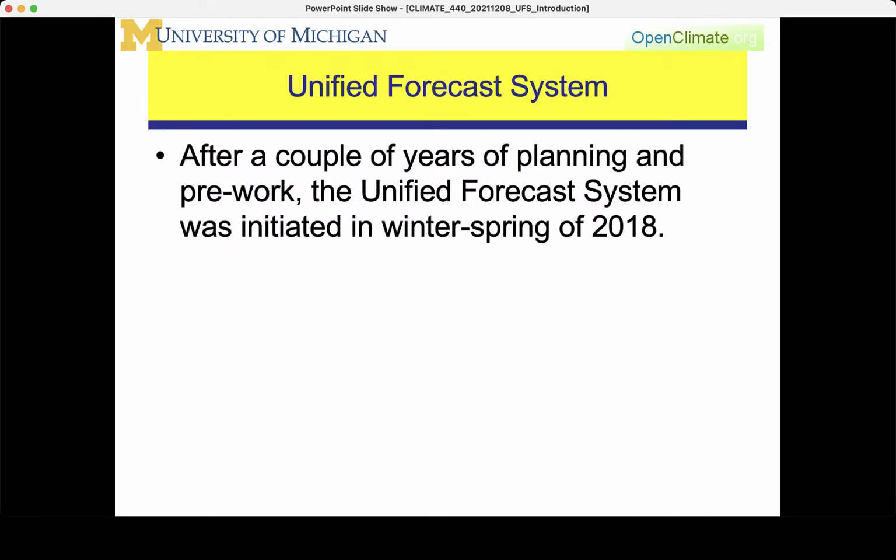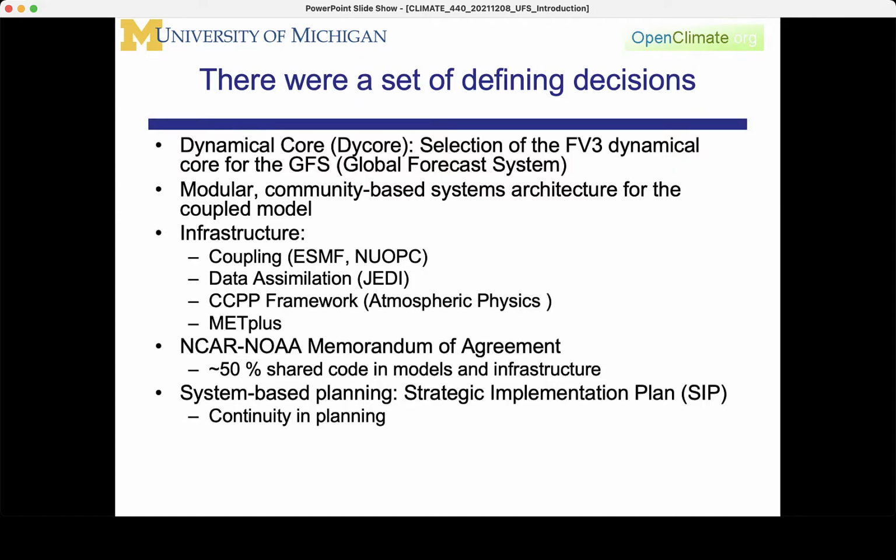So with that introduction, I want to make a shift to the unified forecast system. After a couple years of planning and pre-work, and that pre-work involved making some pretty hard decisions, the unified forecast system was initiated, in my accounting, in the winter spring of 2018. That is when the UFS steering committee first started to convene. There were a set of defining decisions. The biggest one was this decision to go to a new dynamical core.